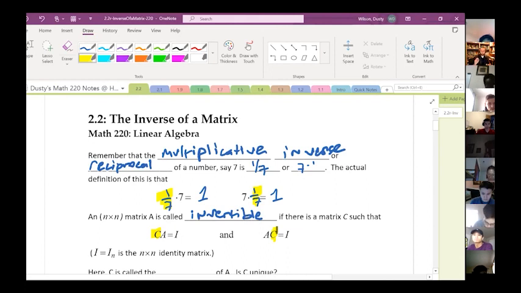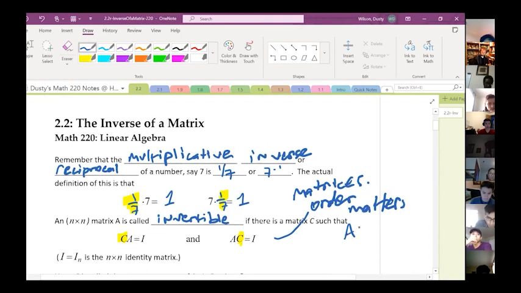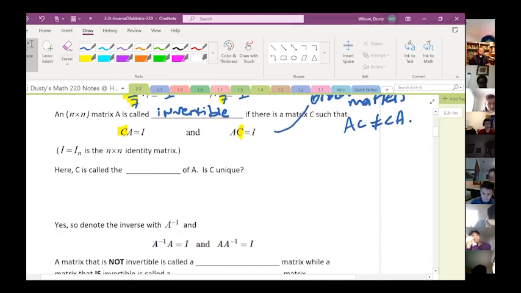To show that something is invertible, at least in the beginning, we need to find some other item C and multiply on both sides, showing that things work. Why both sides? Because remember that yesterday we learned that with matrices, the order matters. In general, AC does not equal CA, but sometimes it does. So here we're going to call C the inverse of A, and we want to know whether C is unique. I'm going to do a little proof to show that C is unique.